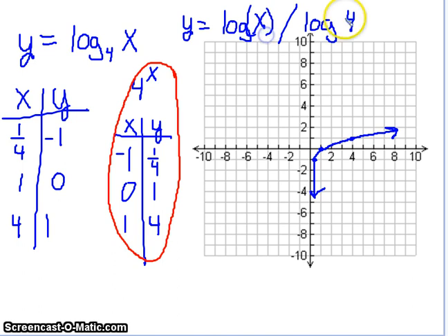Now, if I remember correctly, you need to make sure you close out those parentheses or else you will not see the same graph. And if you look at your table, you're not going to see that 1/4 because we're set up on integers, but you definitely can check to see that you have the 1, 0 and the 4, 1.